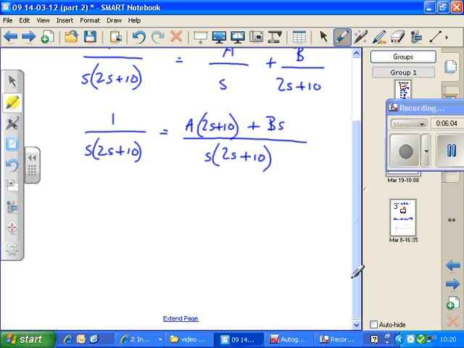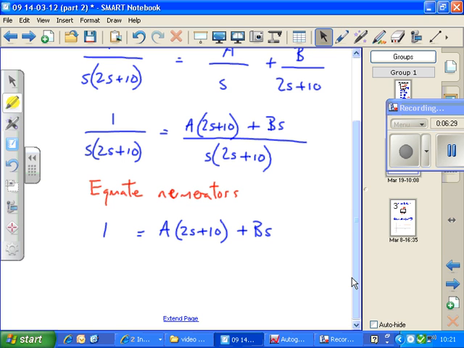What we do is equate numerators. Because the denominators are the same, the numerators are the same. So 1 equals A times 2S plus 10 plus BS. Then we multiply out the brackets and collect terms involving S and the constants. So see if you can carry on from there.